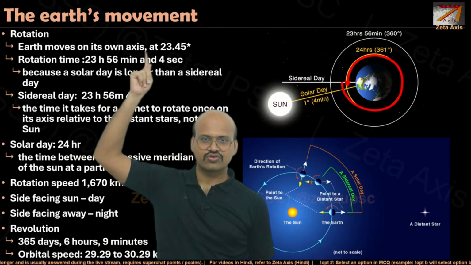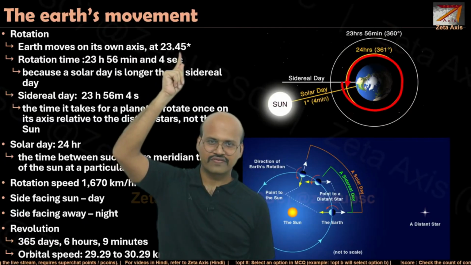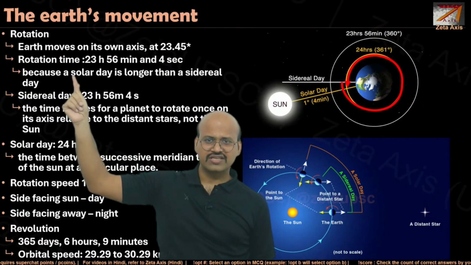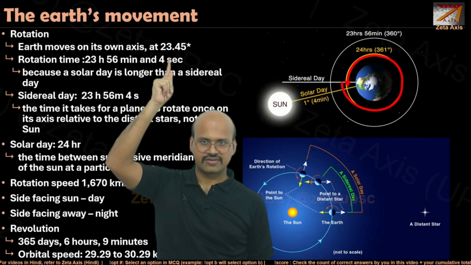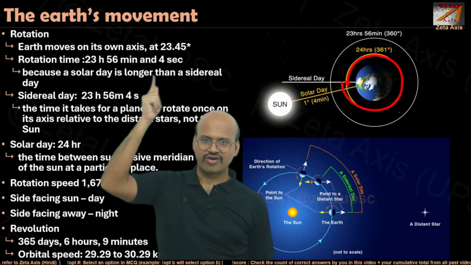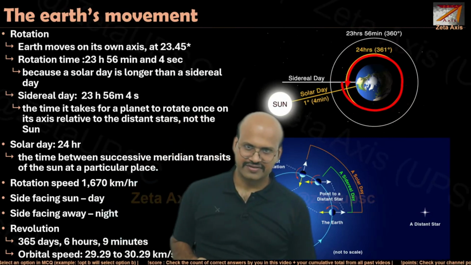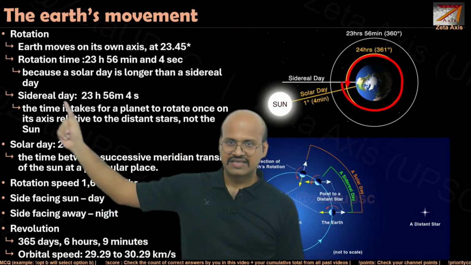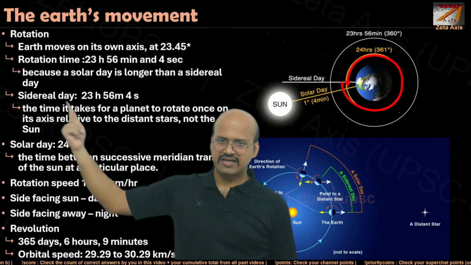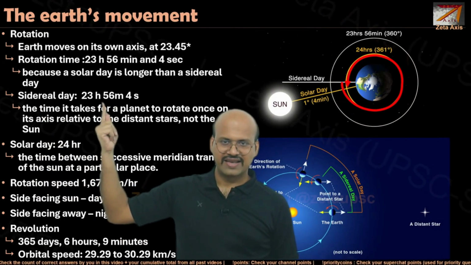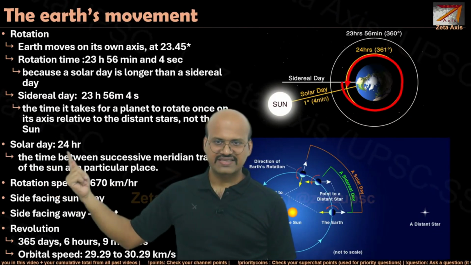Rotation. Earth moves on its own axis. We know that it rotates on its own axis. It is tilted around 23.45 degrees. Rotation time is 23 hours, 56 minutes and 4 seconds, because a solar day is longer than a sidereal day. So there are basically two types of days, the sidereal day and the solar day. Our sidereal day is slightly less than 24 hours and our solar day is exactly 24 hours.